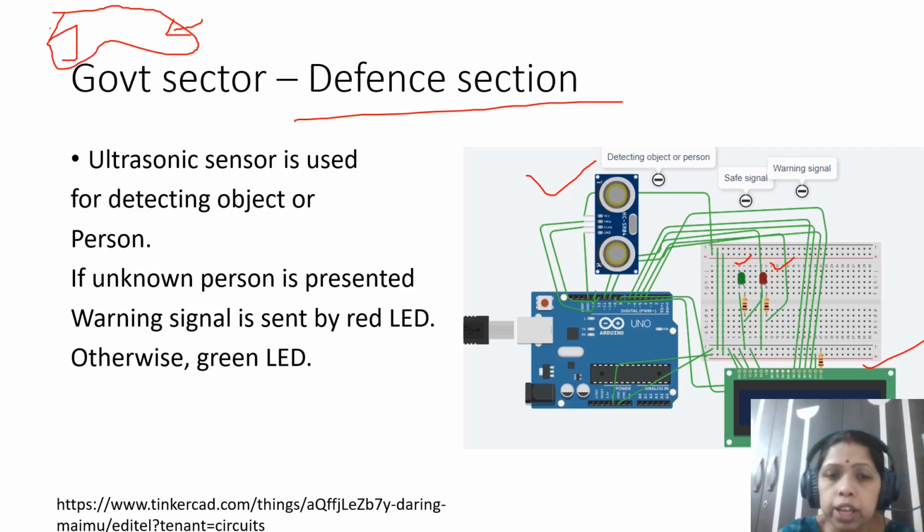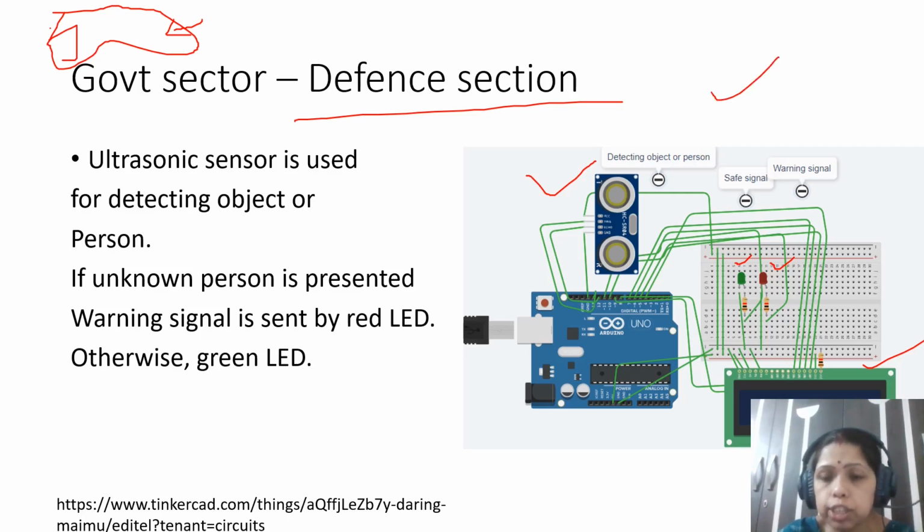The concept is that one ultrasonic sensor is connected in the particular room. If no person has entered, then the green LED will be turned on, and accordingly you can see some message on the display. If any person enters the room, the ultrasonic sensor can detect that object, the red LED will be turned on, and based on that a warning message will be displayed on the LCD. This is also a simple thing.